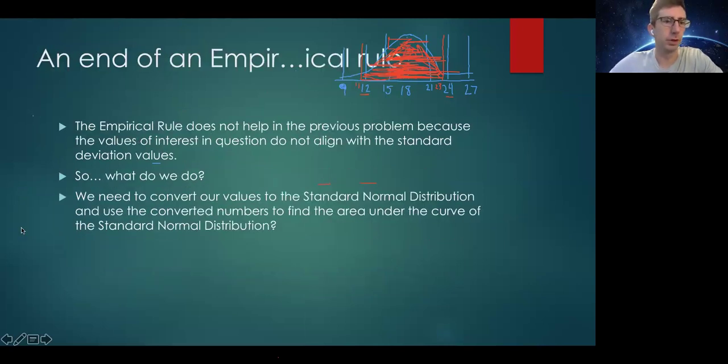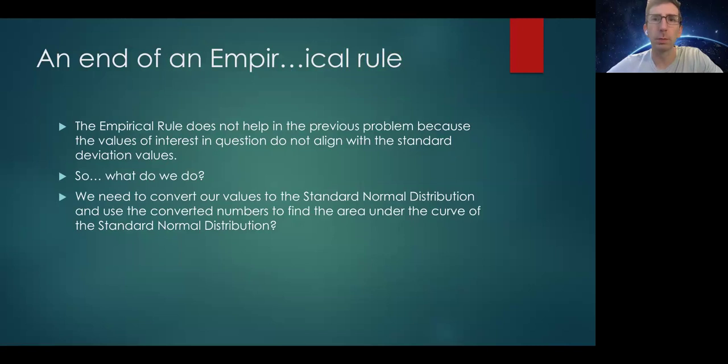So we've come to the end of the empirical rule. The empirical rule doesn't help in the previous problem because the values of interest in question do not align with the standard deviation values. So what do? We need to convert our values in the normal distribution that we're given to something called the standard normal distribution. We've actually seen this before in one of our slides. So we'll convert it to the standard normal distribution, and then we'll use the converted numbers to find the area under the curve of the standard normal distribution.